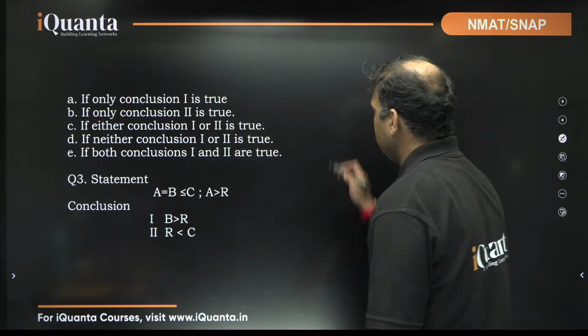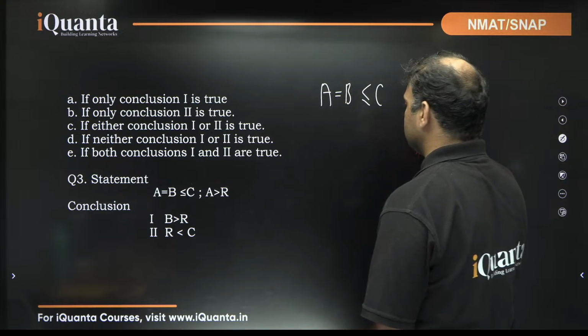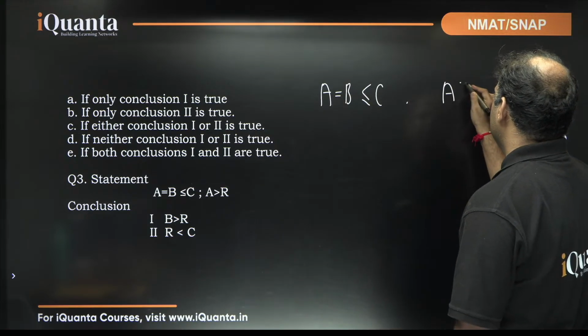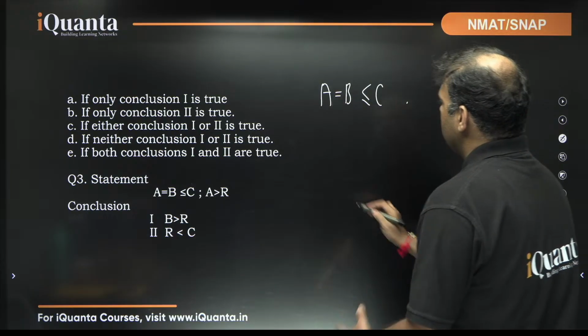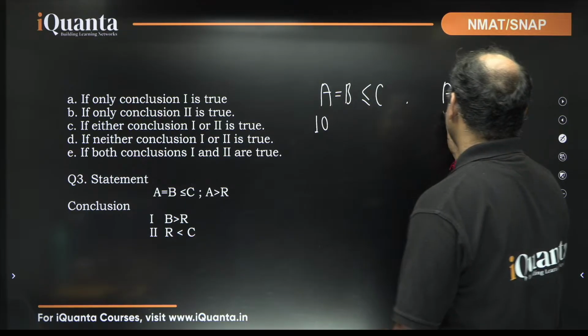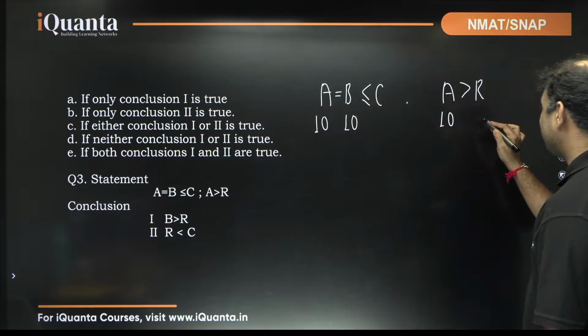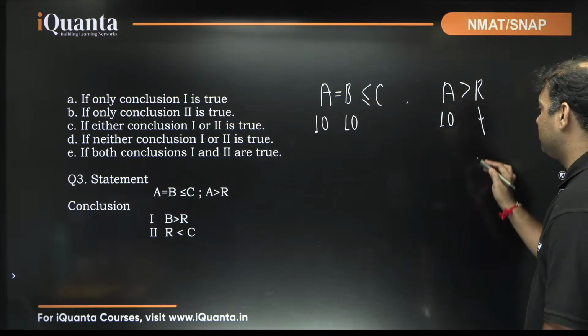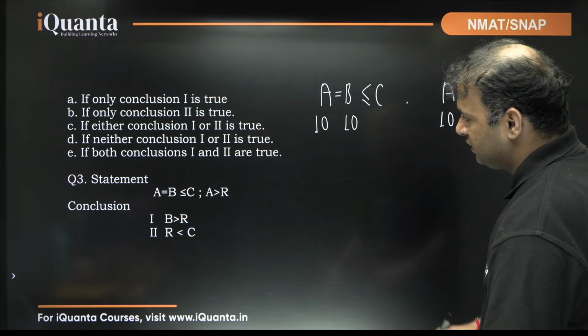So how can we do that? They are saying that A is equal to B, B is less than or equal to C, and then they are saying that A is greater than R, right? We have to connect A, B and R in the first conclusion. Let's assume for a while that A is 10, right guys? And if A is 10, B is also 10, that's very simple. And A is greater than R, so R is less than A, that means R should be less than 10. So guys, B is 10 and R is less than 10, pretty easy.